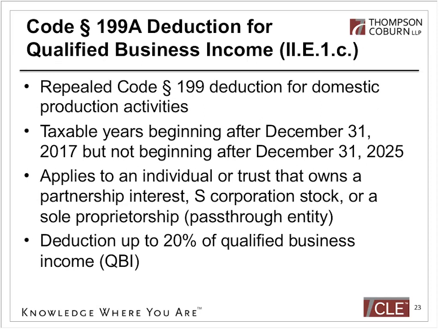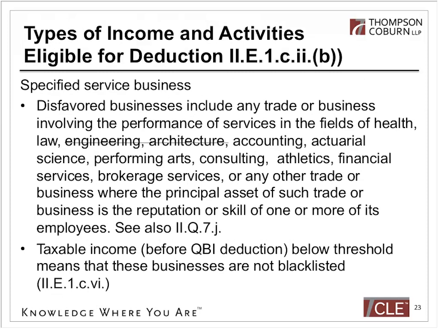The 2017 tax reform repealed the old deduction for domestic production activities, and the new deduction applies from 2018 to 2025, and applies to the trust that owns a partnership interest, S corp stock, or maybe does business on its own. Maybe it has a single member LLC. And the deduction is up to 20% of the qualified business income. And again, I'm not going to get into that calculation right now. Some businesses are not allowed to get the deduction unless their taxable income is below certain thresholds. I'm going to talk about those thresholds in a moment.